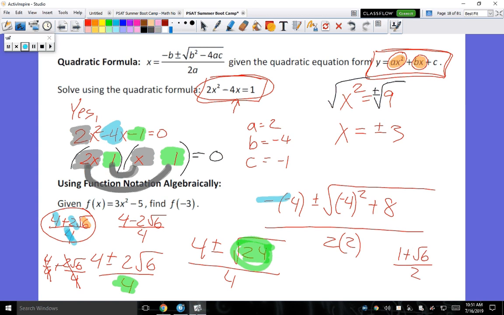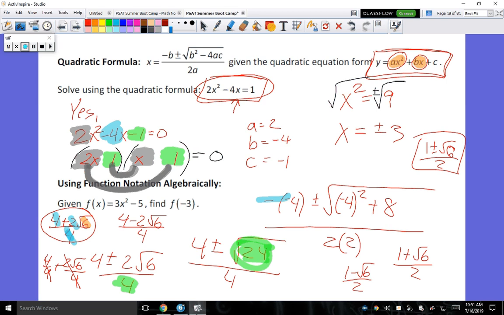And the other one would be what? 1 minus root 6 over 2. And yes, if you wanted to do that all together as a plus or minus, that would still work. Questions before I move on?